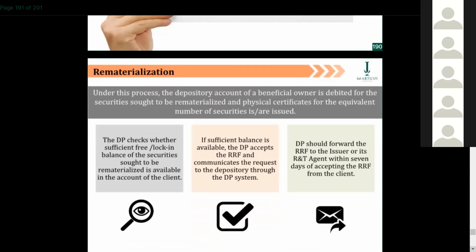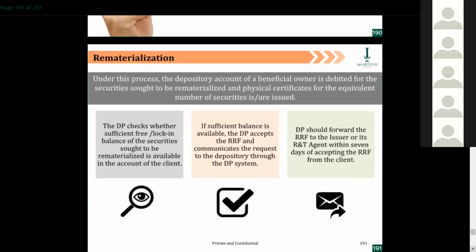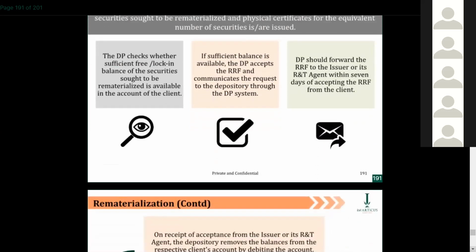A DP will check whether sufficient free lock-in balance of the securities sought to be rematerialized is available in the account of the client. If sufficient balance is available, the DP accepts a rematerialization request form and communicates the request to the depository through the DP system. The DP should forward the rematerialization request to the issuer or the transfer agent within 7 days of accepting the rematerialization request form.